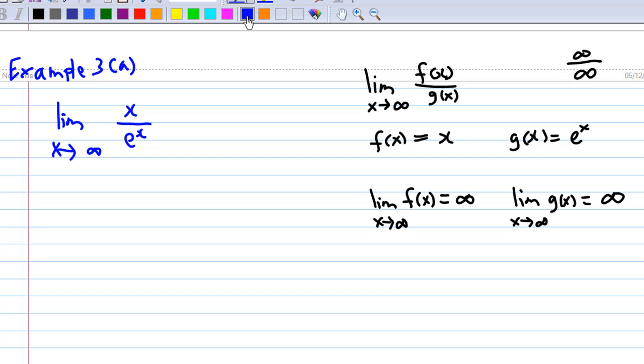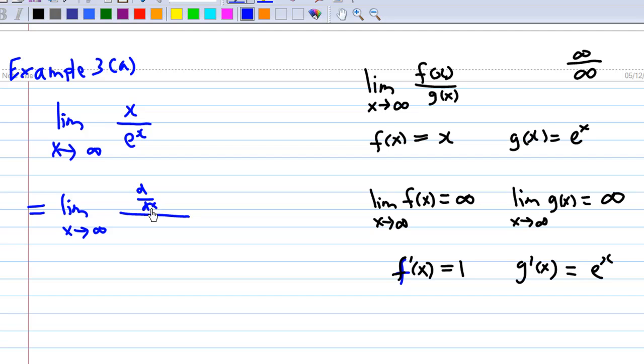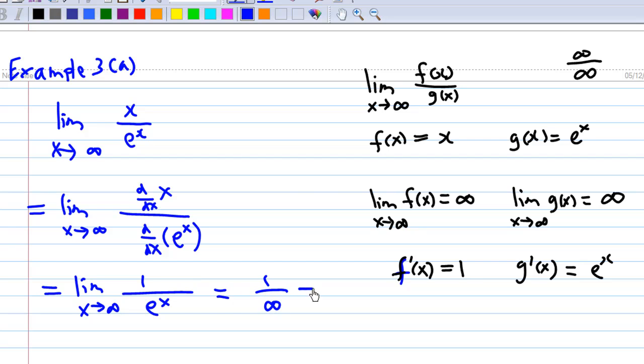We can apply L'Hopital's rule, and we know that f prime of x is equal to 1, and g prime of x is equal to e to the power x again. So this is equal to the limit as x goes to infinity of the derivative of x over the derivative of e to the power x. I already showed you the derivative of x is 1, and the limit as x goes to infinity of e to the power x is infinity. So you have 1 over infinity, and therefore the limit is 0.